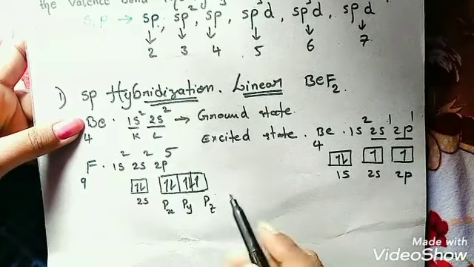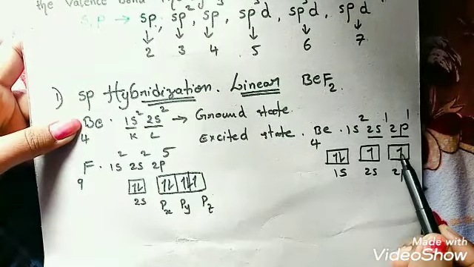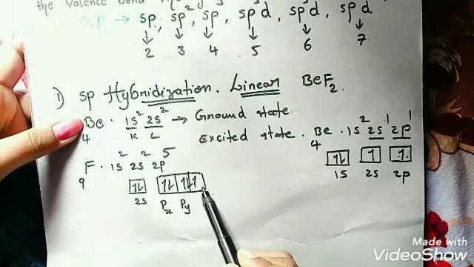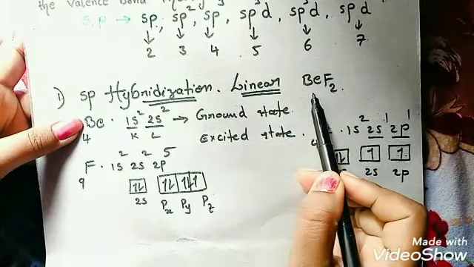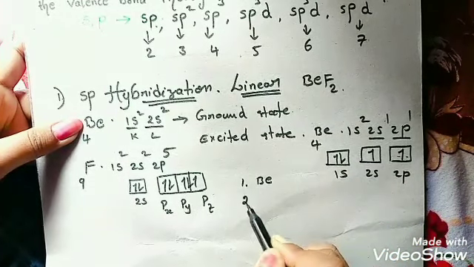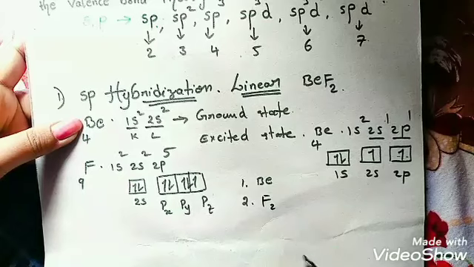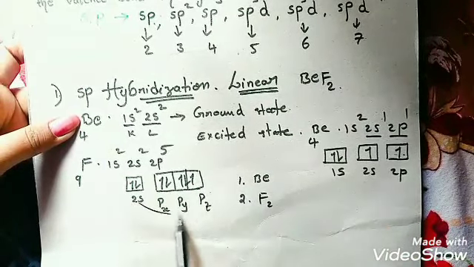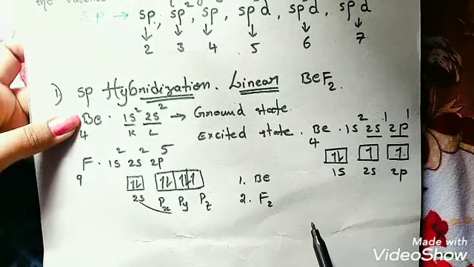So that these 2 electrons are going to form bond with this 1 electron. So BeF2, that means only 1 Be beryllium atom and 2 fluorines. F2, right students? So 2 fluorines. Like this type of arrangement must be there twice.